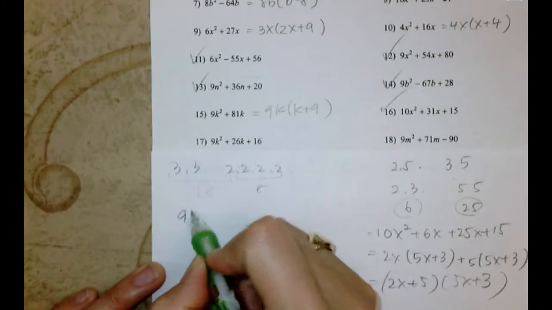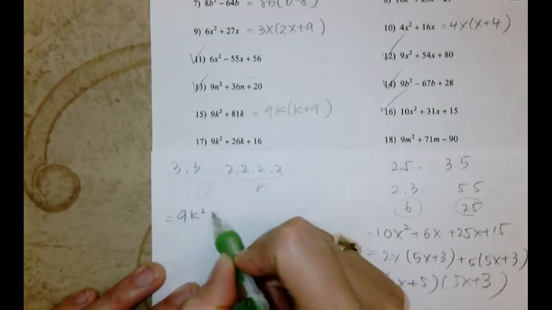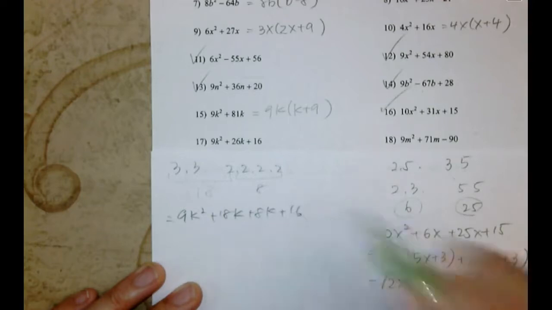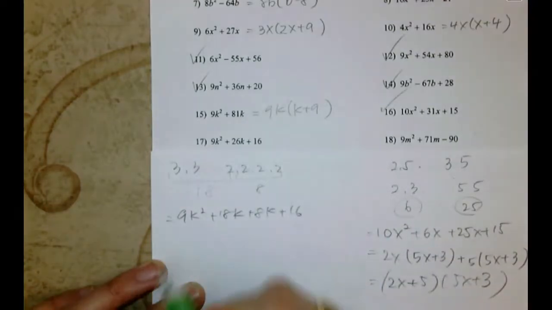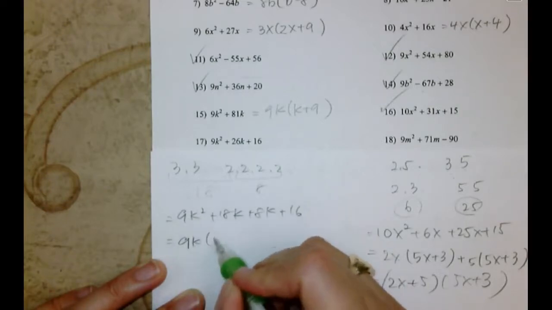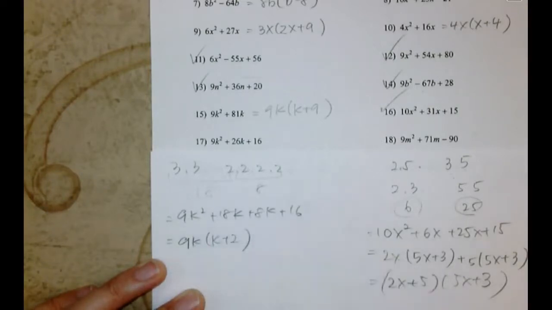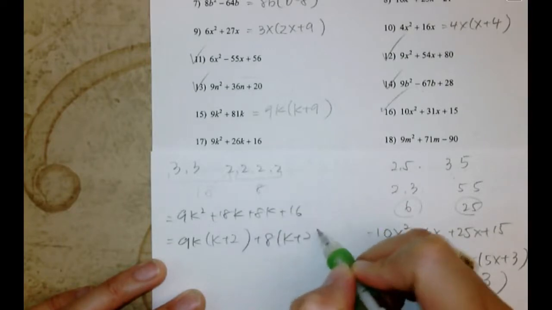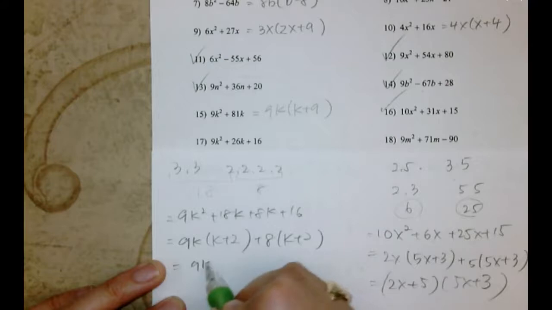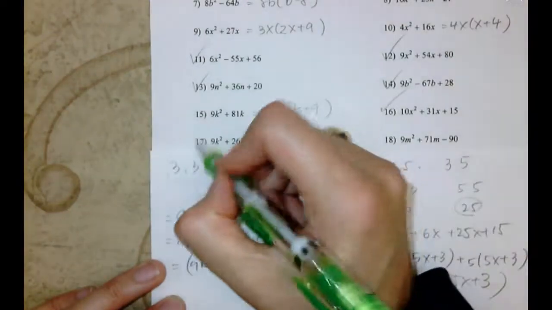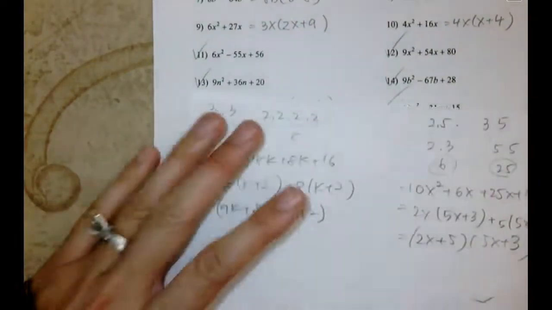So 9k squared plus 18k plus 8k plus 16. Right? So you can get 9k out of this, so you have k plus 2. And you can get 8 out of it, and k plus 2. So 9k plus 8 and k plus 2, and you are done with this one. All right, let's see.